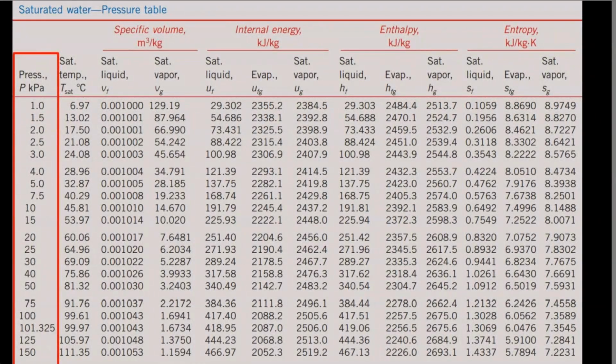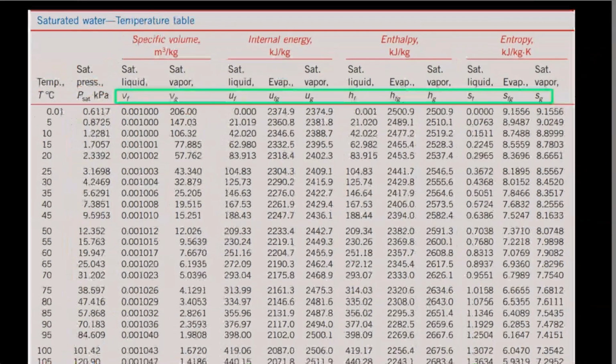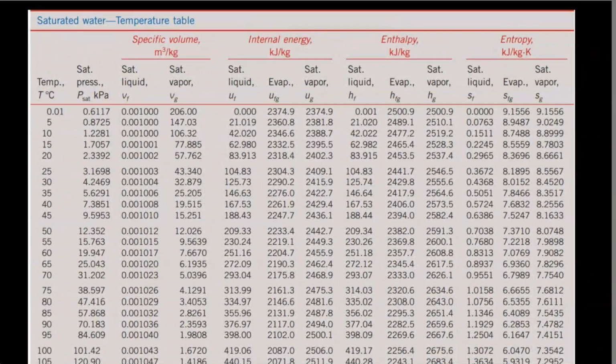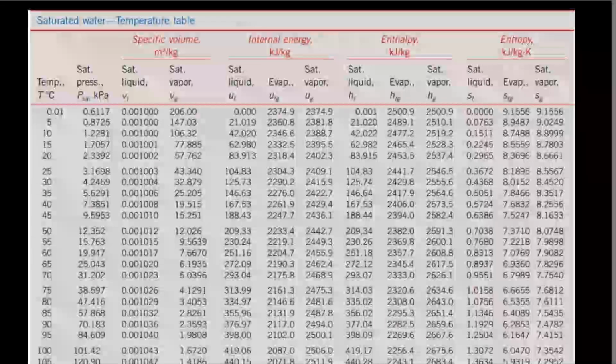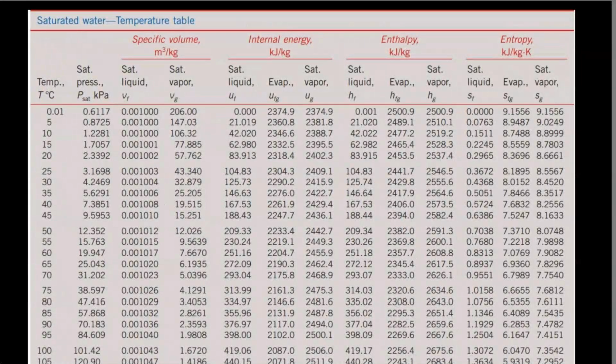It's more convenient to use the temperature table when temperature is given, and the pressure table when pressure is given. All of the thermodynamic tables show the specific properties. So we have specific volume, specific internal energy, specific enthalpy, and specific entropy. The subscript f is used to denote properties of a saturated liquid, and the subscript g is used to denote the properties of saturated vapor.